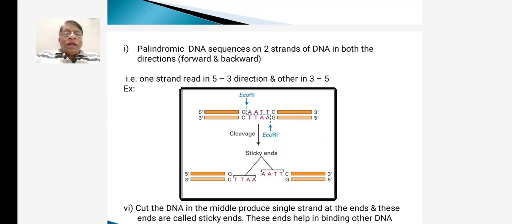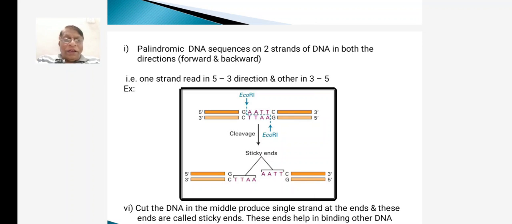Palindromic DNA reads the same sequence of nucleotides on the two strands of DNA in both directions, that is, in the forward and backward direction.